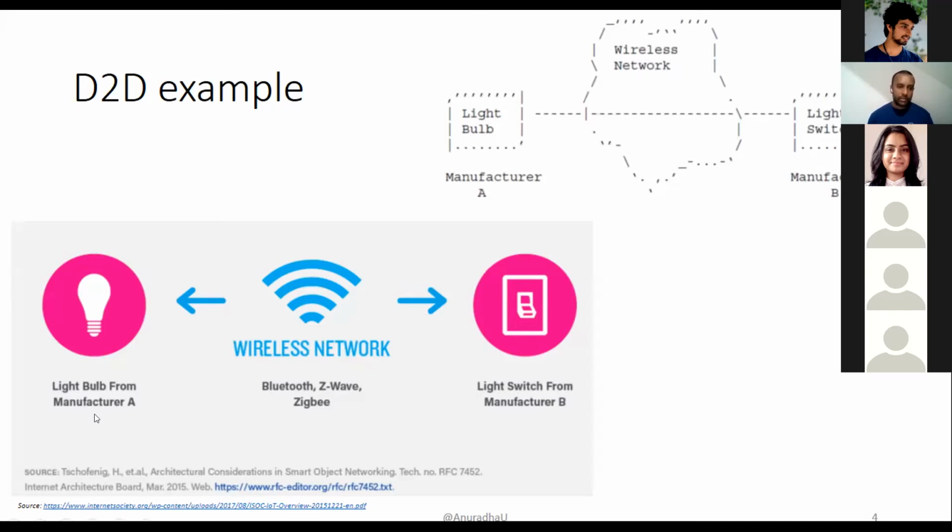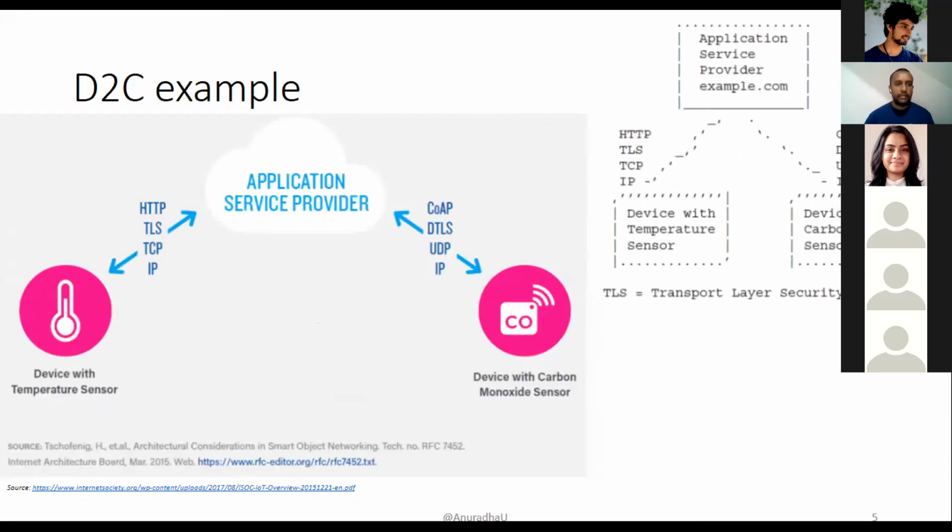So D2D, for example, is from, let's say, a light bulb to a light switch using a wireless network. In this case, examples like Rajiv also mentioned: Bluetooth, Zigbee type of examples. There's no cloud involvement. There's no internet involvement. Just achieving some of the smart things we hear a lot about these days, like smart home applications. So this is a very simple smart light bulb controlling example.